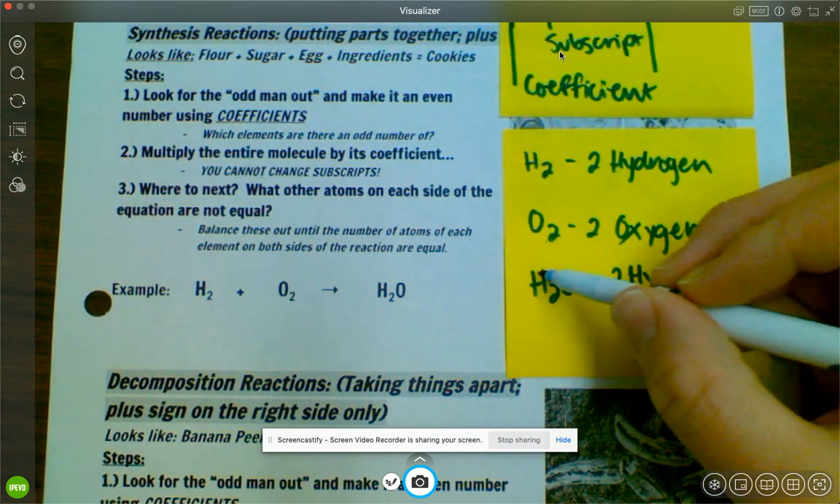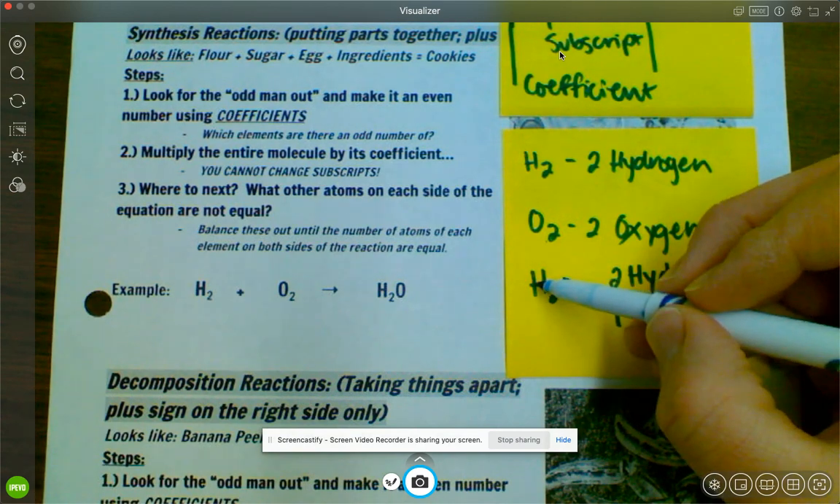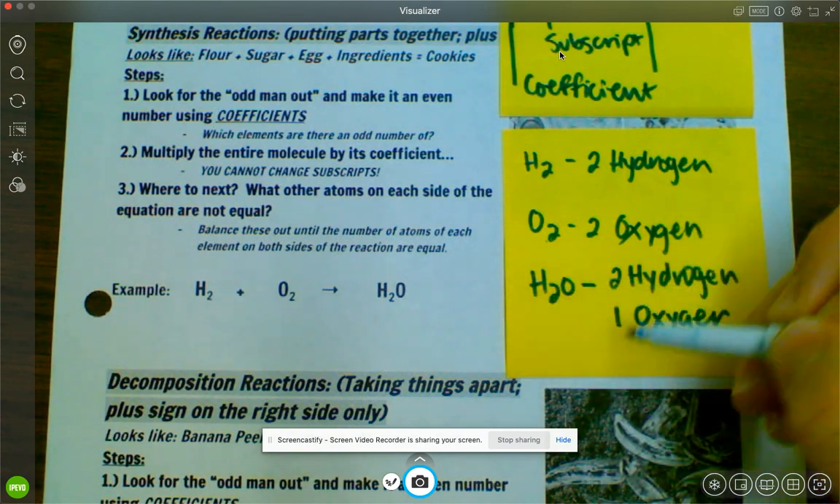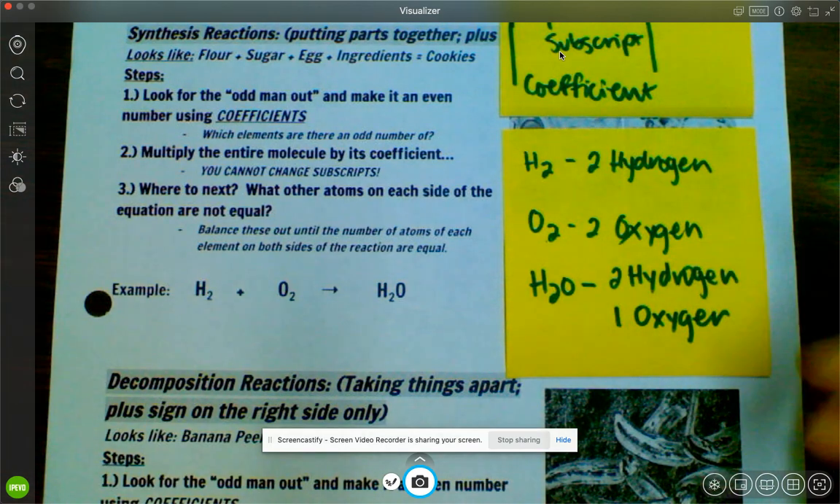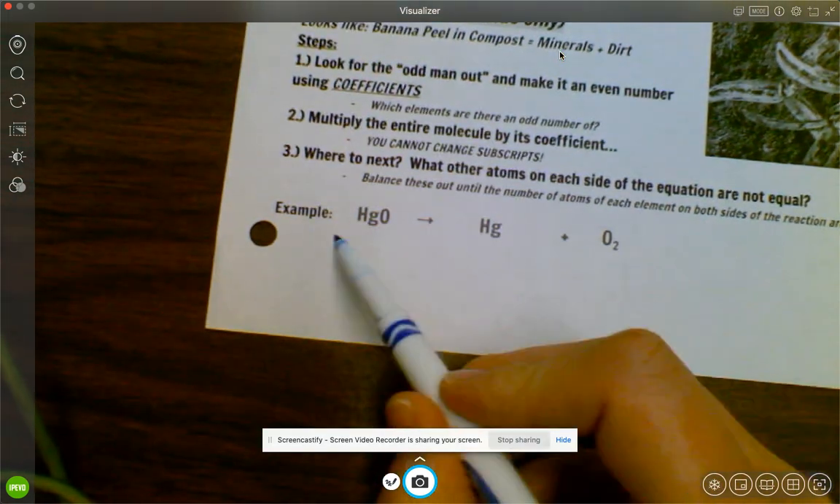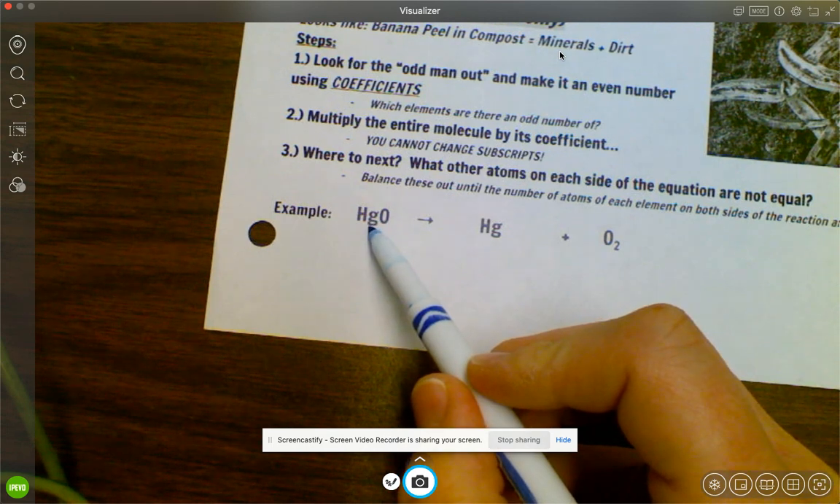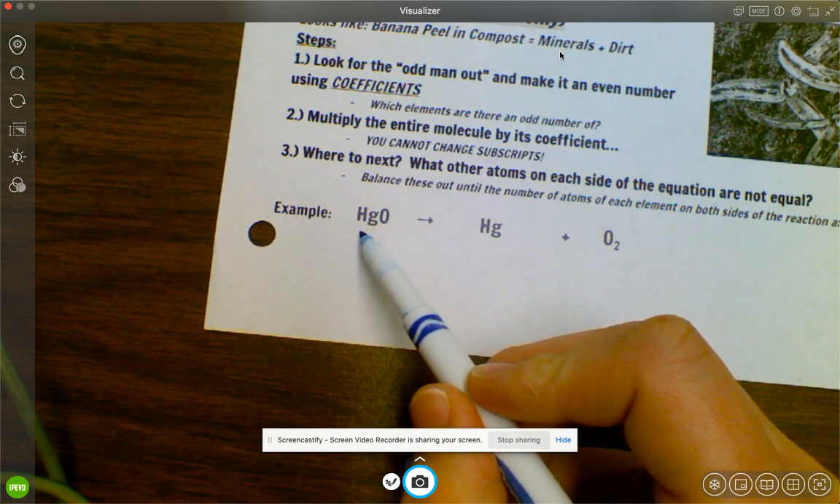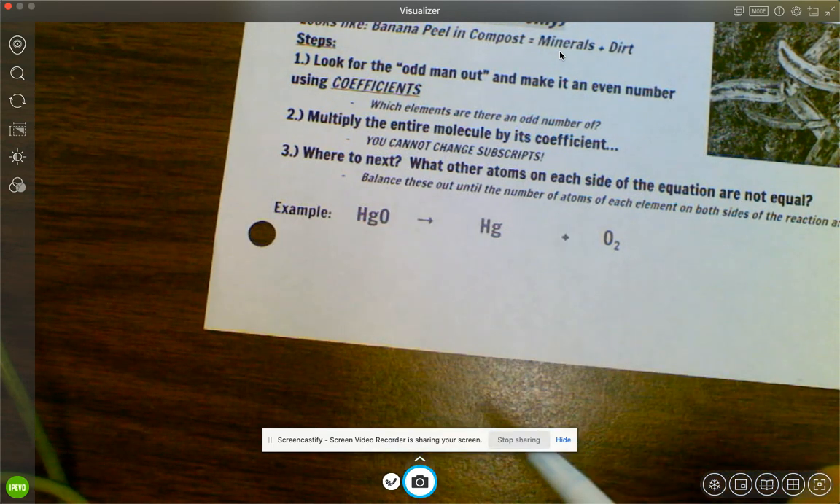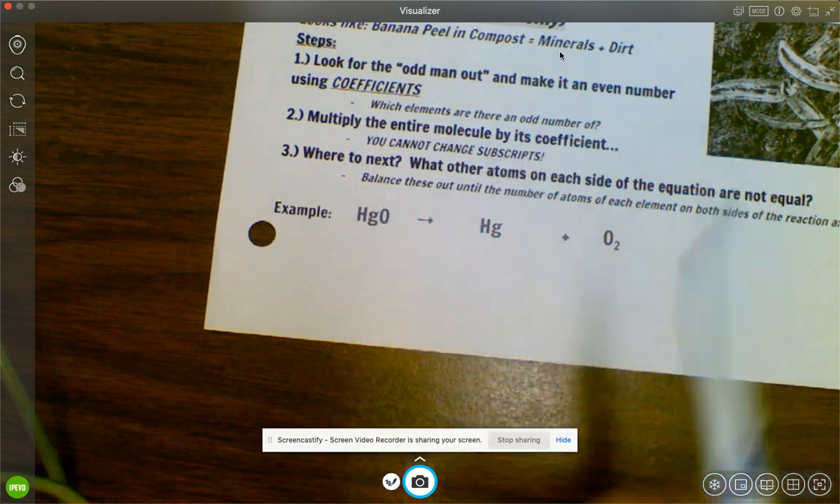Now, how did I know that these were 2 separate elements? Every time you see a capital letter or a new capital letter, that is a new element. If I look down here, so HgO, this is saying capital H, little g. In fact, that's mercury. And then O is oxygen. So there's 2 elements here, not 3.